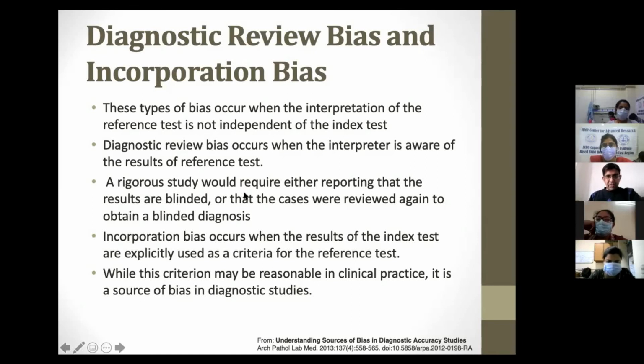So therefore, the reporting of the results should be blinded, or the cases should be reviewed again to obtain a blinded diagnosis. Then there is incorporation bias that occurs when the result of the index test is explicitly used as a criterion for the reference test. So that means the reference test is to be performed only when the index test is positive or if it is negative. So the results are going to affect the application of the reference test. Then it is an incorporation bias.